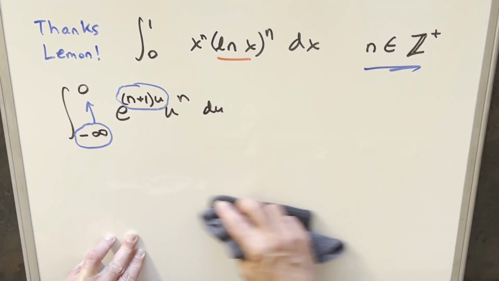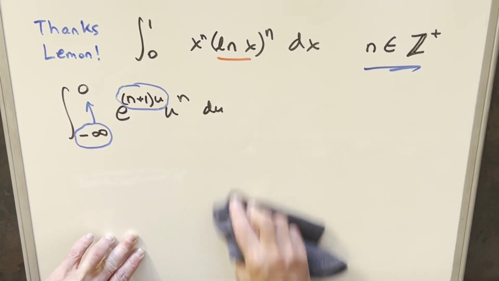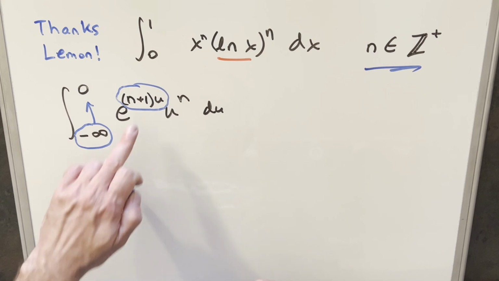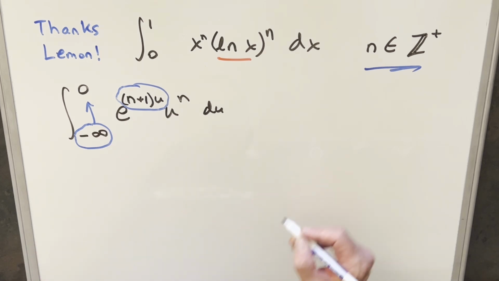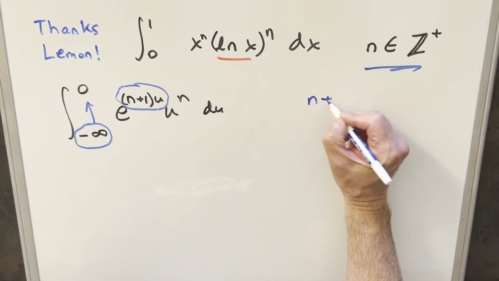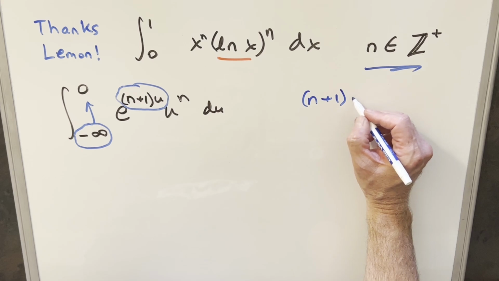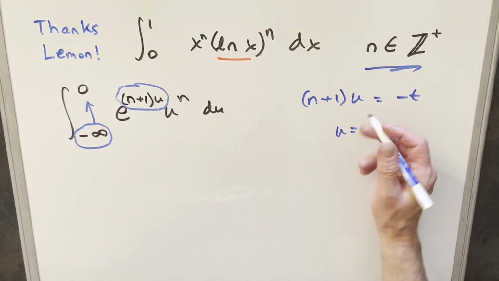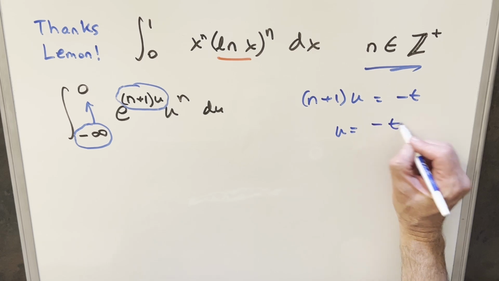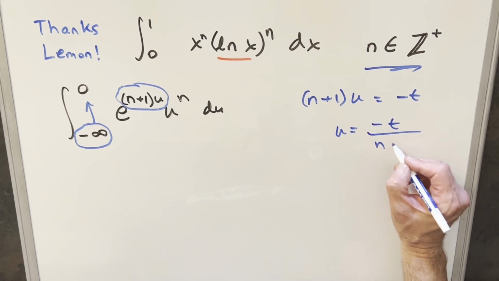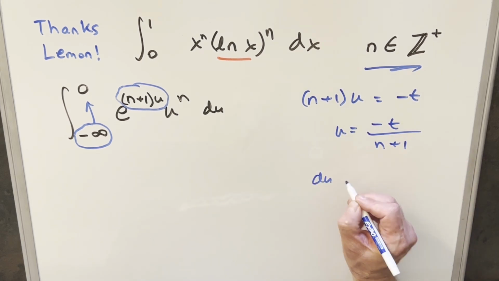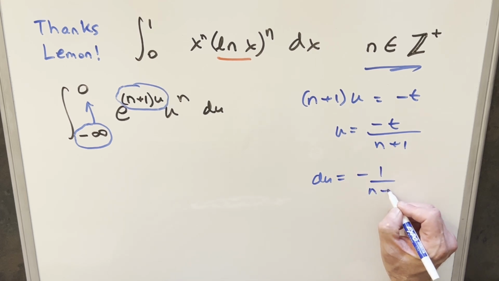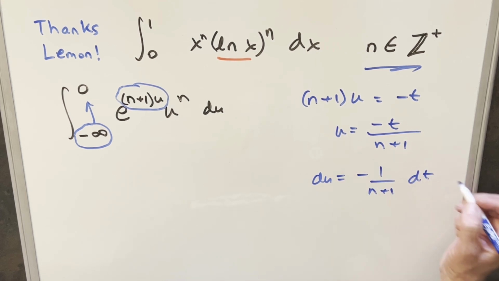So what I want to do on this just to clean it up is let's just do another substitution. There might be a way to combine the substitutions, I'm not sure, but let's just do it like this. So what I want, for that n plus 1 minus u, I want that to become minus t. So we'll do something like we want n plus 1 times u to be minus t. And then I can solve for a value of u, just divide by n plus 1. So we'll have minus t over n plus 1. Take a derivative. du is going to be minus 1 over n plus 1 dt.